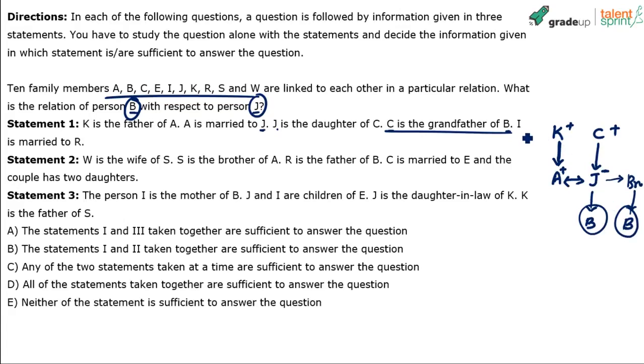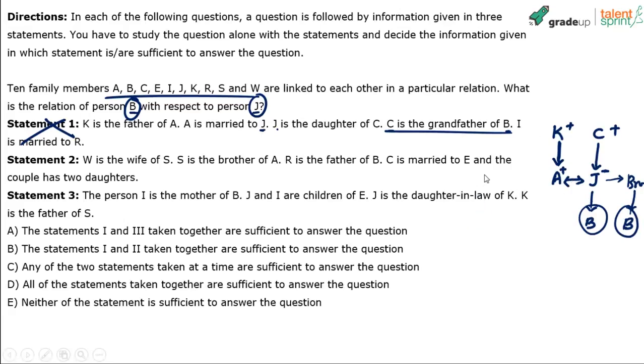And then one more part given here is I is married to R. I is married to R is nowhere related. I mean, it will not be useful at all. So am I able to find out the relationship of B with respect to J? No. And more importantly, the gender of B is not known to us from statement 1. B could be male or female. That's not given at all. So the point I'm trying to make is statement 1 is insufficient, because it does not give us enough clarity.